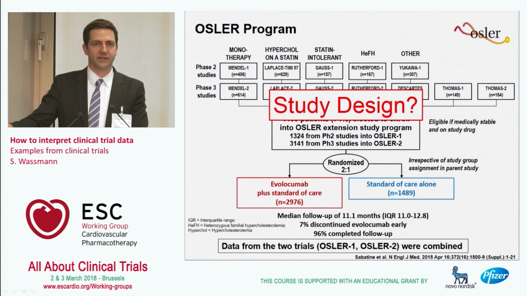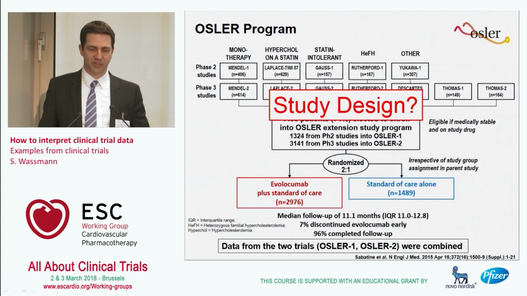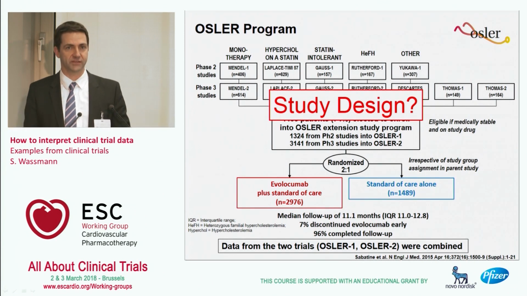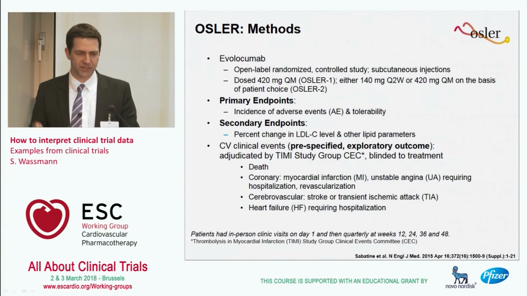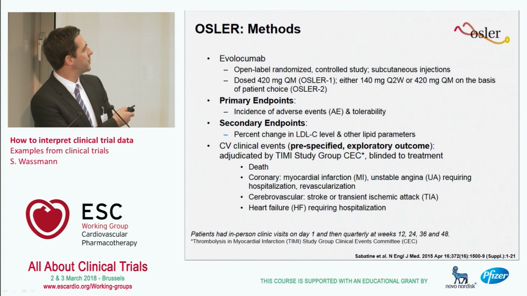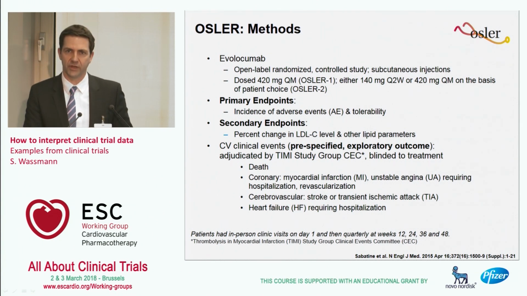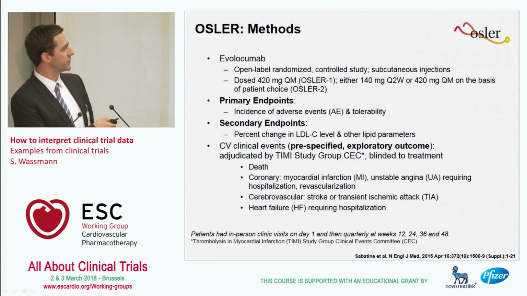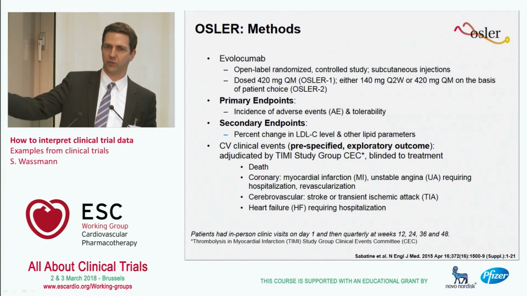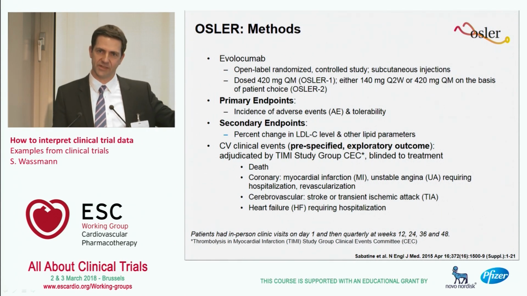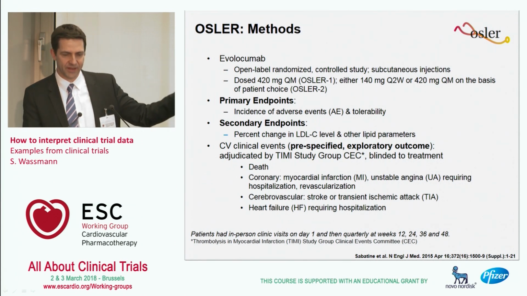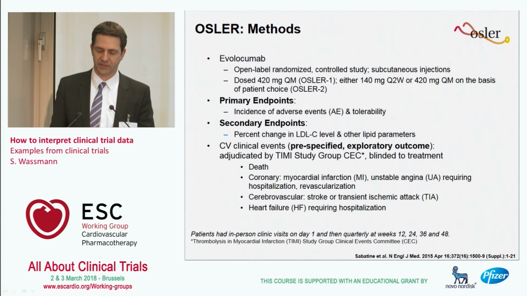So I think it's correct. And from a statistical point, it's completely correct. But you're right. It selected certain patients. But they wanted to do this because this was the intention of the trial. OSLER was testing primarily safety, secondarily LDL lowering, and then they had an exploratory outcome, a pre-specified outcome on events. Okay, so primary safety, secondary LDL, and then an exploratory outcome, which was cardiovascular events.